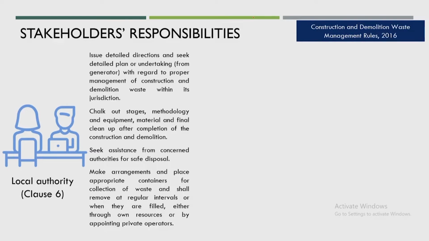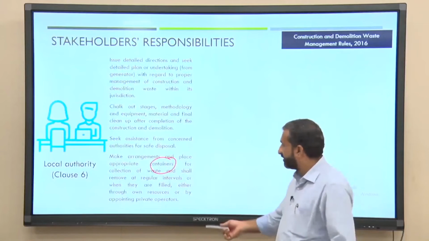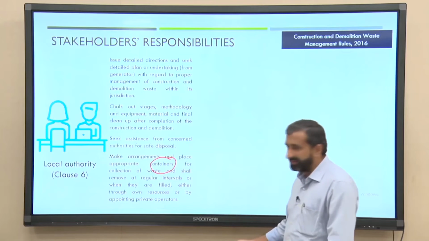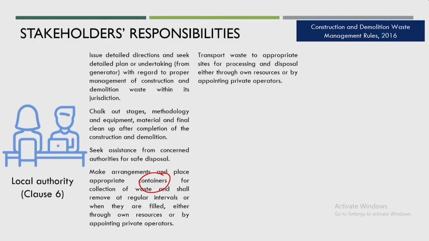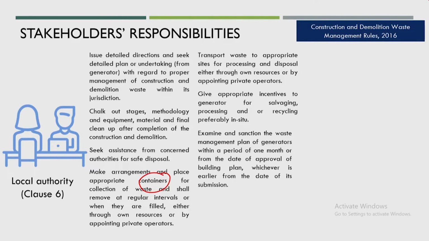So, they have to arrange the particular containers in such facilities, or they can appoint a private contractor, and this private contractor will collect the waste and properly dispose of it. And also the transport of that particular waste, and a particular incentive to the generator for processing and recycling in situ. So, they can also ask the construction company, if you are able to reuse, the proper incentive also to give to them.